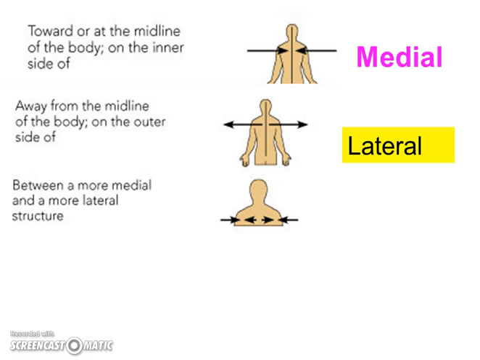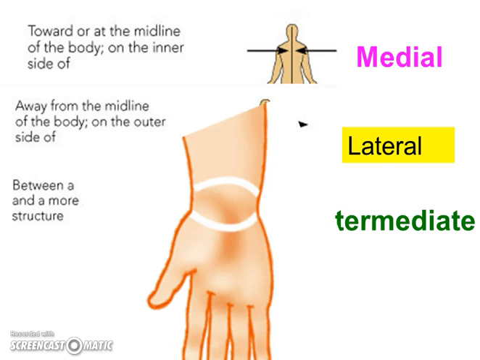But what if you wanted to compare your nose, your eyes, and your ears? We need another term, and that term is intermediate. On your sheet, if you'll write intermediate in green where it says between medial and lateral. Intermediate would be if I compare my nose, my eyes, and my ears. My nose is medial, my ears are lateral, and my eyes are in between, so they're intermediate.